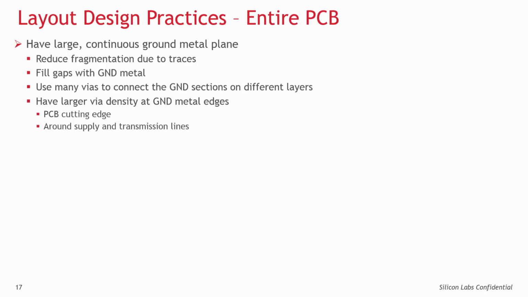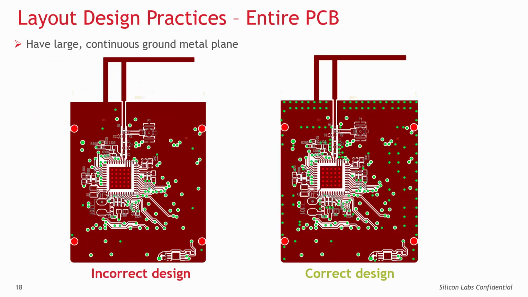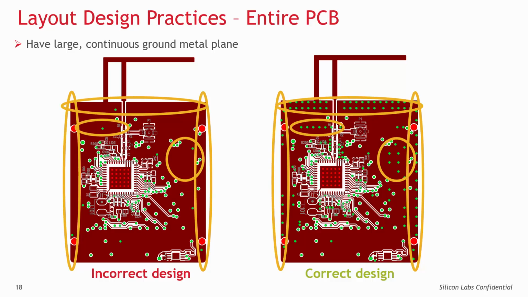Gaps should ideally be filled with GND metal, and the resulting sections on the top and bottom layers should be connected with as many vias as possible. Use as many grounding vias at the GND metal edges, especially at the edge of the PCB and along the VDD traces, as possible in order to reduce their harmonic radiation caused by the fringing field.